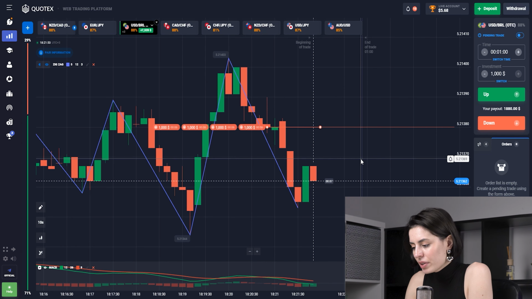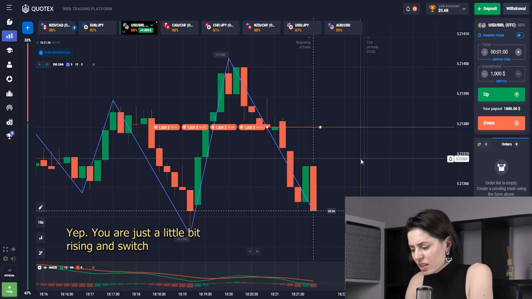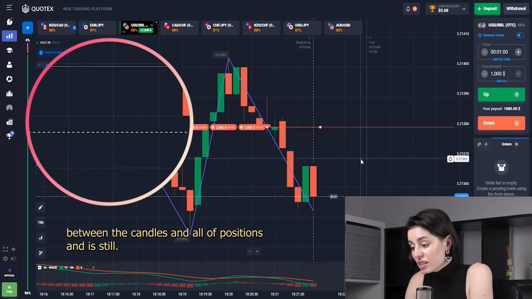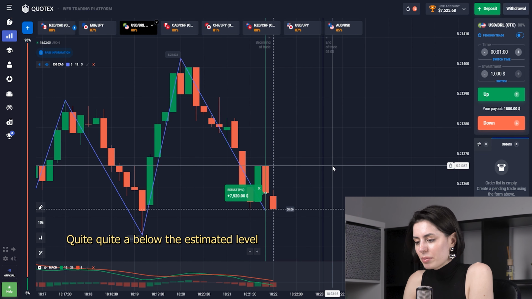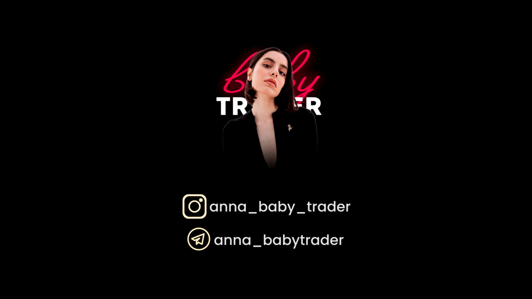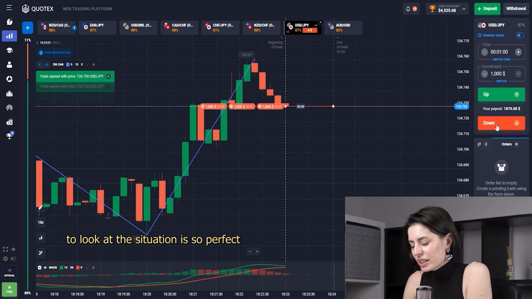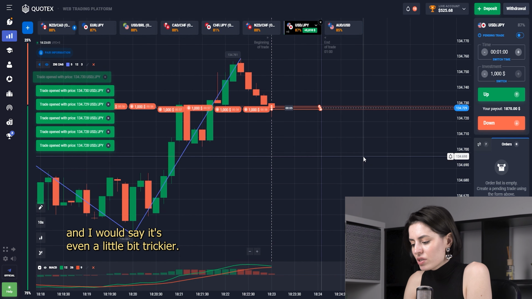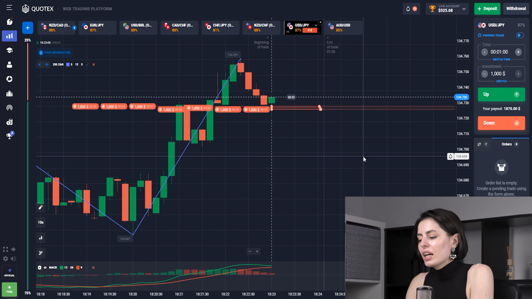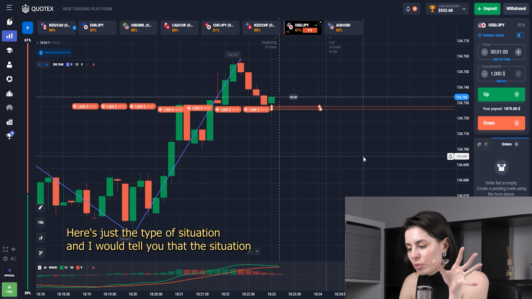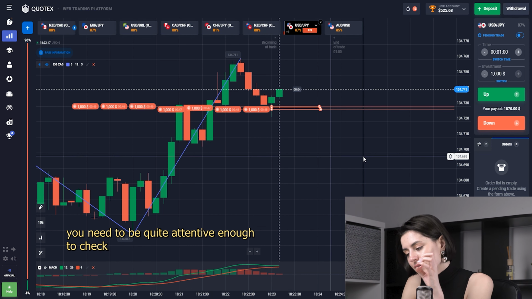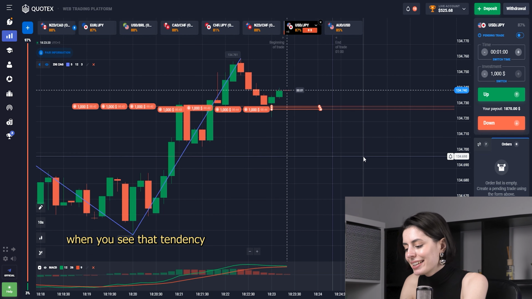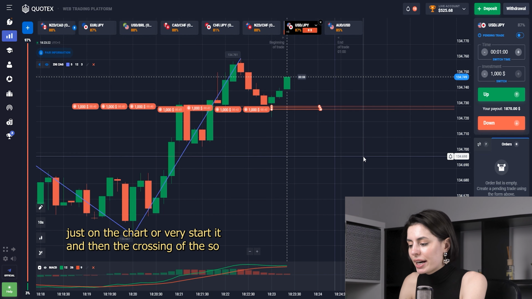Here we are. Yep, we are just a little bit rising and switching the candles and all of the position, but we're still quite below the estimated level. Look at that. The situation is so perfect, and I would say it's even a little bit tricky. Here's just the type of situation where you need to be quite attentive, when you see that the tendency on the chart has already started, and then the crossing of the lines.